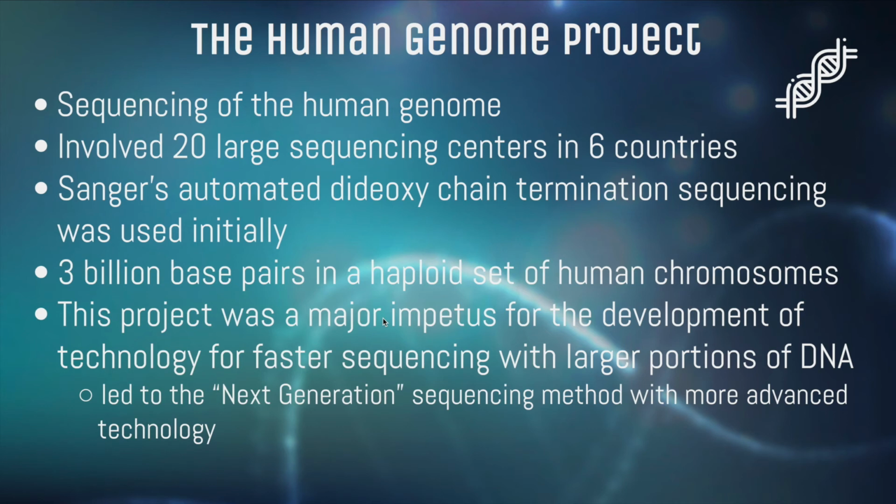With no other automated sequencing methods at the time, Sanger's dideoxy sequencing method was the primary method used in the beginning. However, there are about 3 billion base pairs in a haploid set of human chromosomes, and the dideoxy sequencing method worked on a rather small scale. This project served as an impetus for the development of technology for faster and larger scale sequencing methods, which eventually led to the next generation sequencing method.